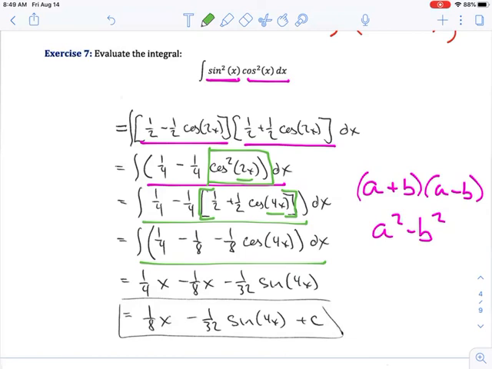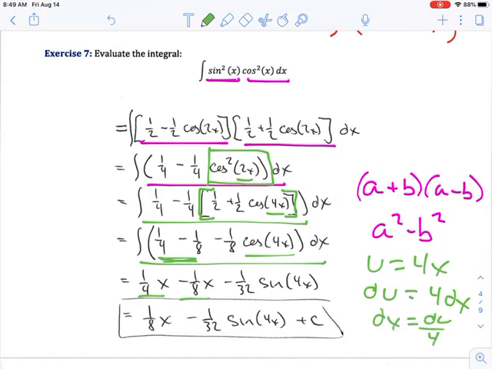And then we can actually find the antiderivative. Now, what I should have done was combine these two terms first, but I didn't. So I just got 1/4 x minus 1/8 x. And then using U substitution here, where u is equal to 4x, du is equal to 4 dx. So dx is du divided by 4. So we have a factor of 1/4. So 1/4 times the 1/8 gives me the 1/32.